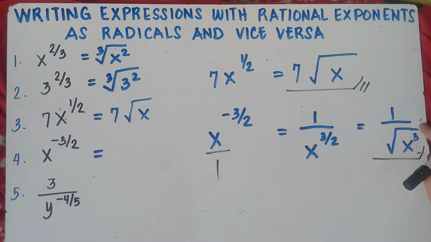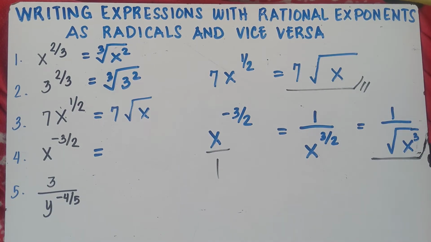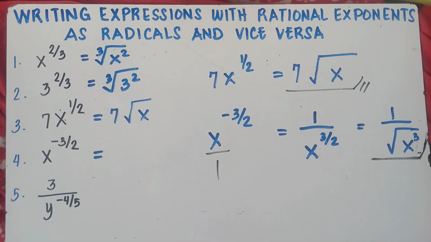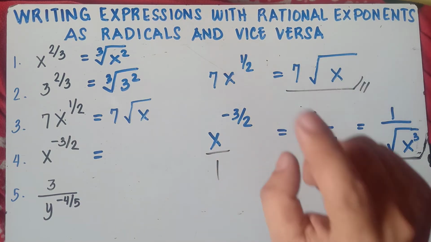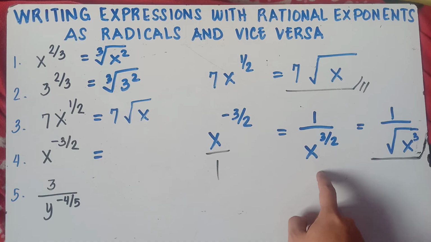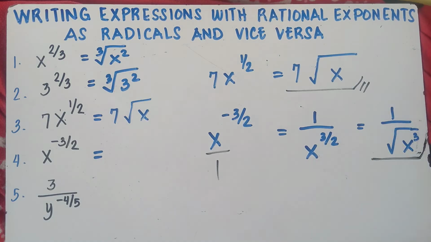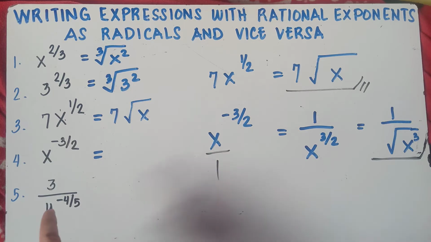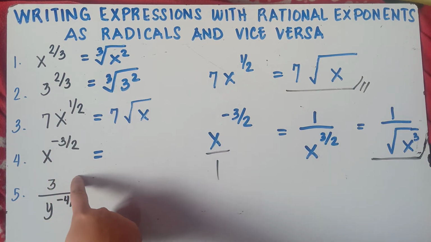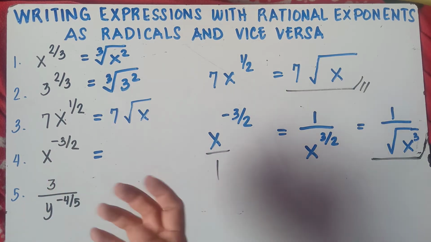Once again, we can still simplify this one in simplifying radicals, but we will not simplify in this part, class, because we are just told to convert rational exponents into radical form. Now, I hope you get this one, class. If the exponent on the numerator is negative, just put it on the denominator and the exponent will be positive. Now, if you have a negative exponent on the denominator, example number 5, just put it on the numerator and the exponent will be positive. I hope you got that one, class.